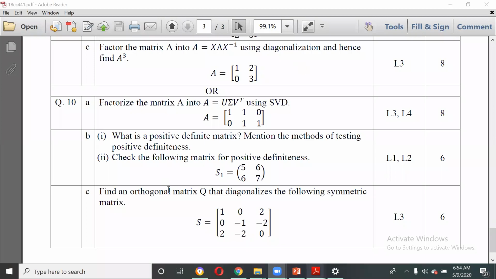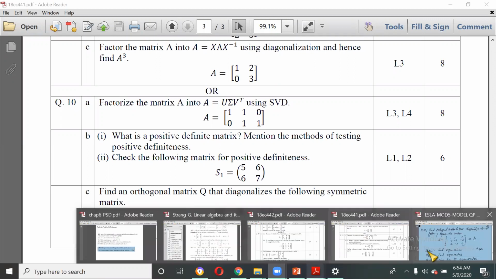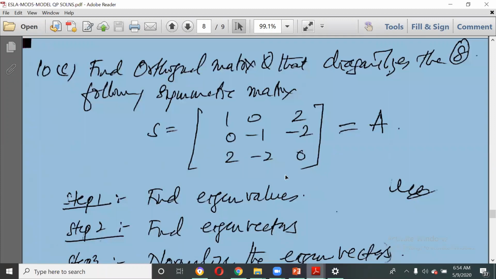Okay, then we have the 10C. This is the given matrix S, or A, whatever you call it. You need to find the orthogonal matrix Q that diagonalizes the following symmetric matrix S, or A. For that, let us see the solution. S or A is given to us.